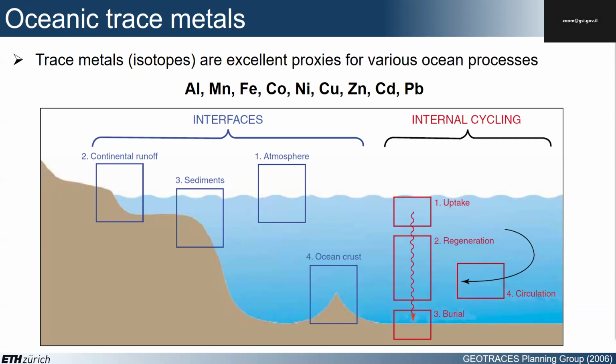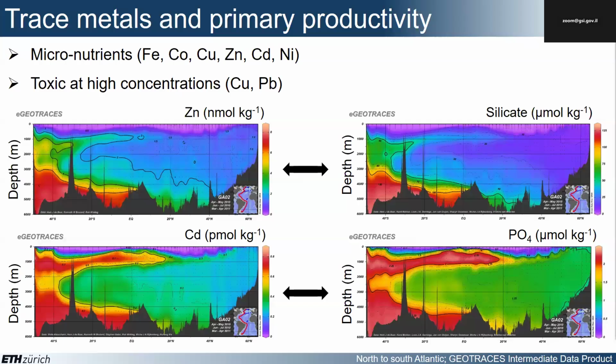In addition, we can use trace metals and their isotopes in order to track ocean circulation patterns, both modern patterns as well as patterns of ocean circulation in the past. And many of these metals participate in biological activities in the ocean. Those metals that participate in biological activities are used as micronutrients. And these mainly include iron, cobalt, copper, zinc, cadmium, and nickel.